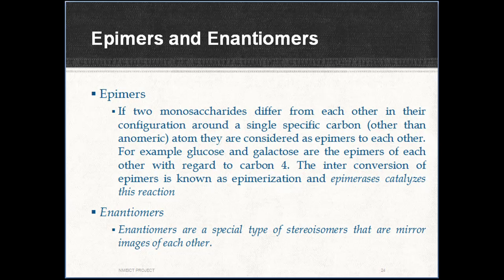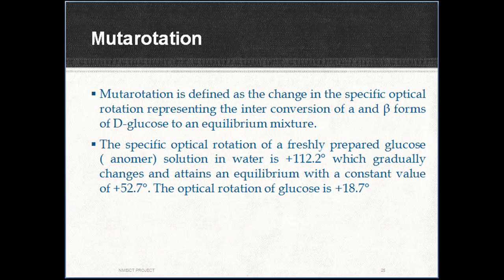Another important term, mutarotation. Mutarotation is defined as the change in the specific optical rotation representing the interconversion of alpha and beta forms of D-glucose to an equilibrium mixture. The specific optical rotation of a freshly prepared glucose, that is alpha anomer, solution in water is plus 112.2 degrees, which gradually changes and attains an equilibrium with a constant value of plus 52.7 degrees. The optical rotation of beta glucose is plus 18.7 degrees.